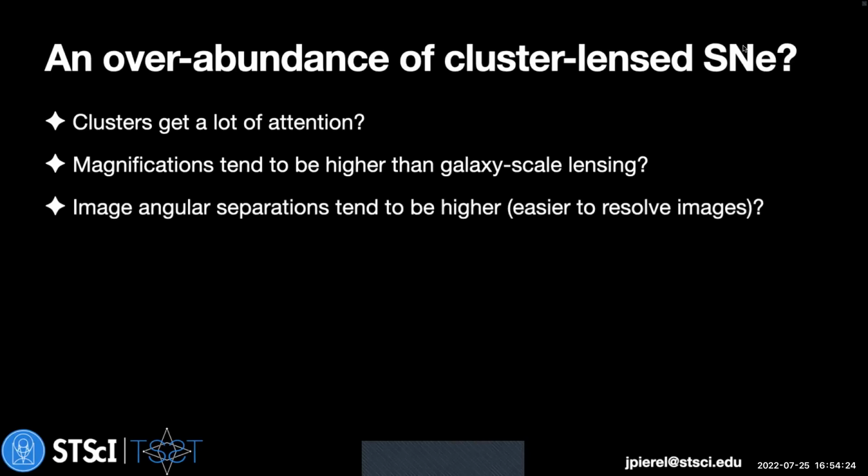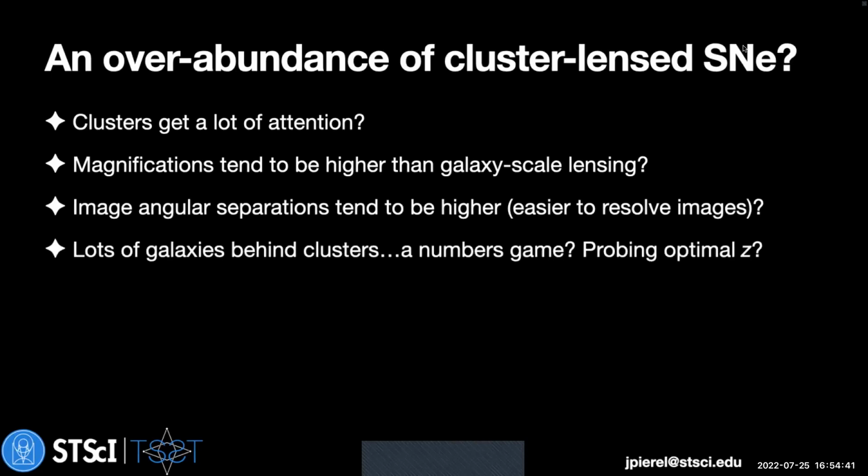The image separations are higher. So in terms of the image multiplicity method of discovering lens supernovae, we're maybe just more likely to be finding them in the cluster scenarios where the image separations, as you'll see, are usually quite larger than for galaxy scale. There's also just lots of galaxies behind clusters, as we see with the James Webb images in particular. So maybe we're just sort of looking at a relatively small number of clusters compared to galaxy scale lenses, but there's a bunch of galaxies back there. So, maybe it's just a numbers game. Maybe it's just chance, maybe the next 10 will all be galaxy scale lenses and we just happen to be finding a lot behind clusters.